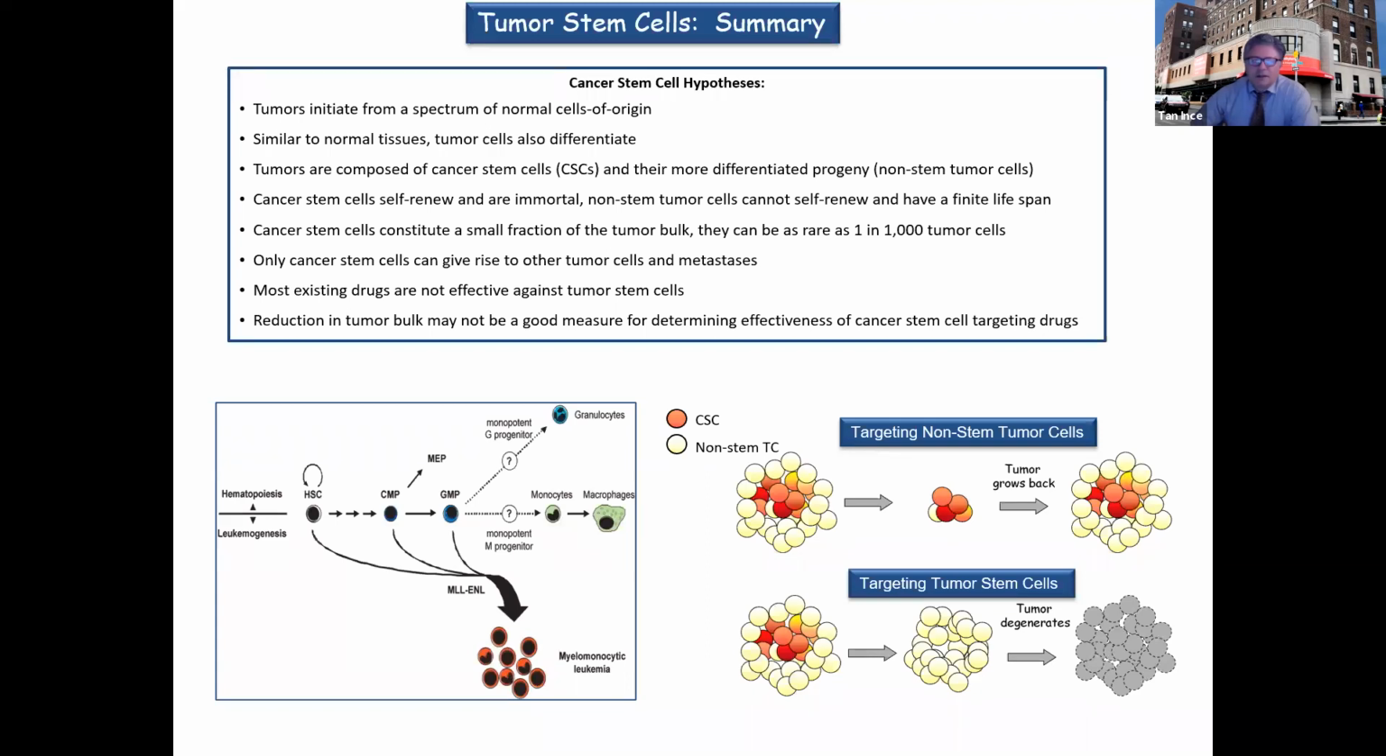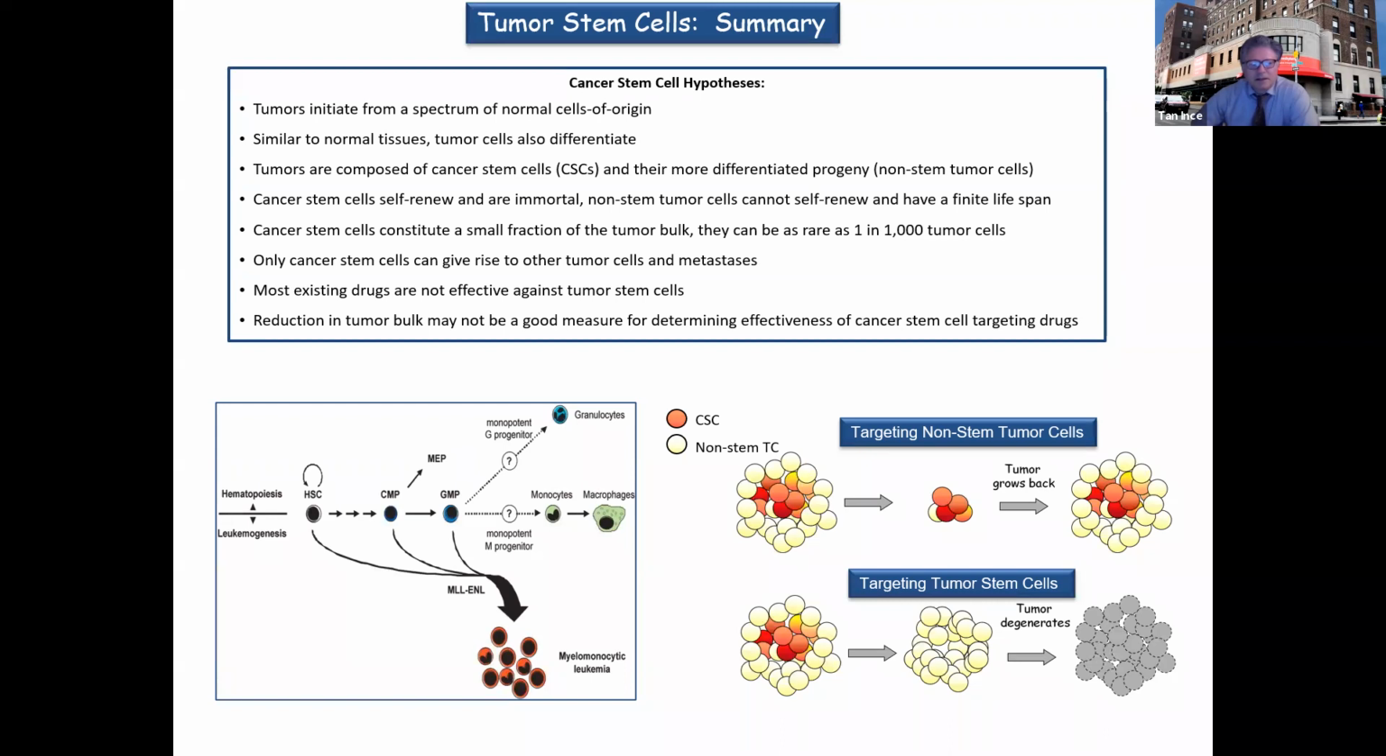So this is my summary. Tumors initiate in a spectrum of normal cells called cell of origin. Similar to normal tissues, tumor cells also differentiate. Tumors are composed of cancer stem cells and their more differentiated progeny called non-stem tumor cells. Cancer stem cells self-renew and they are immortal. They constitute a very tiny fraction of the tumor bulk. They can be as rare as 1 in 1,000 tumor cells.